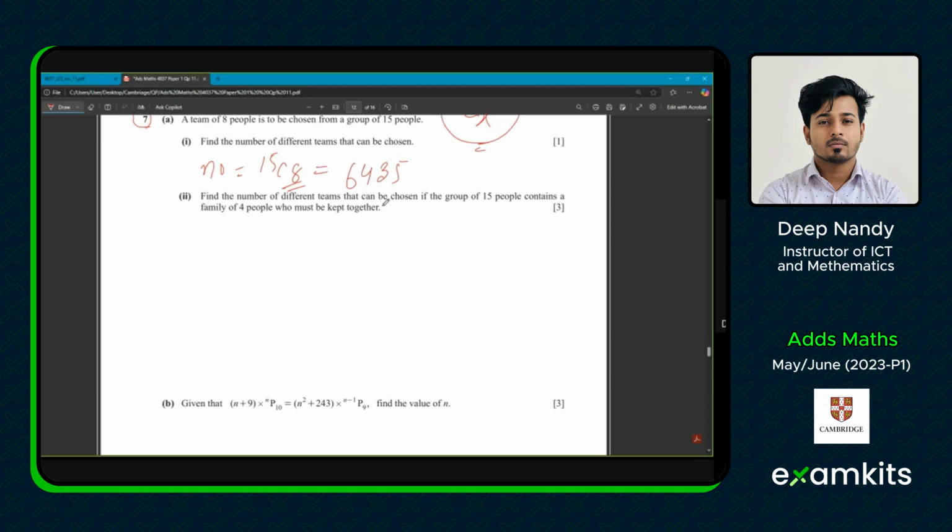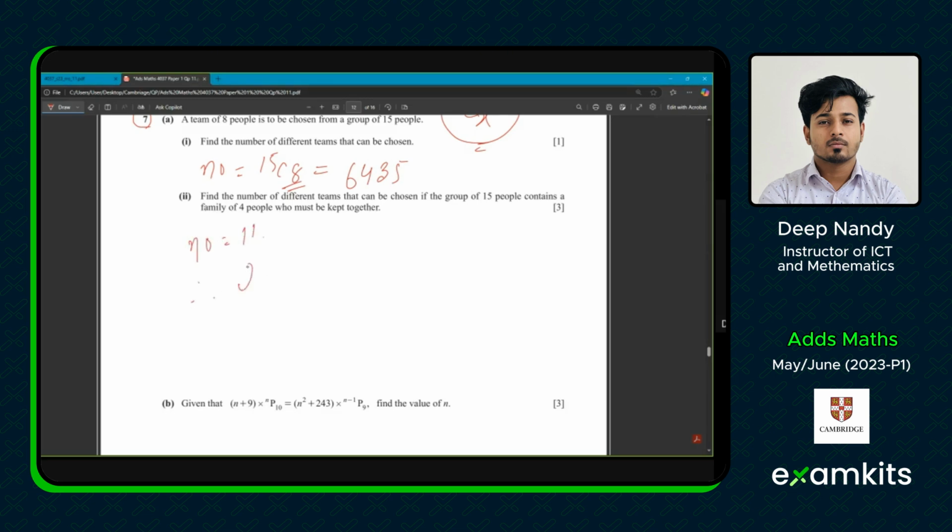Find the number of different teams that can be chosen if the group of 15 people contains a family of 4 people who must be kept together. So 4 people and 4 people. We can do this with 11. If it's a family of 4, then the number is 11.